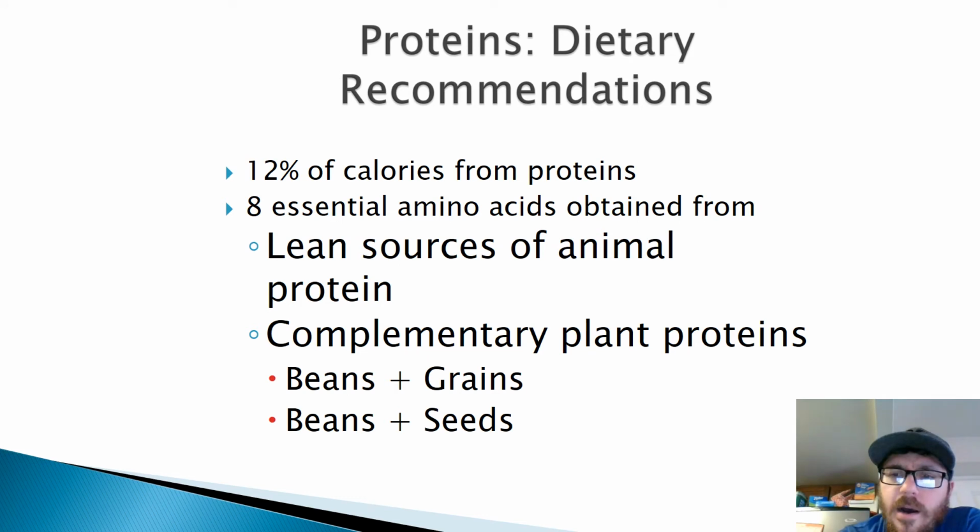Okay, where are we going to get our proteins from in terms of diet? Animal protein is a big one. It's probably one of the more common ways for us to get our proteins. Generally, dietary recommendations are lean sources of animal protein. When you see that word lean with protein, what that means is not fatty.